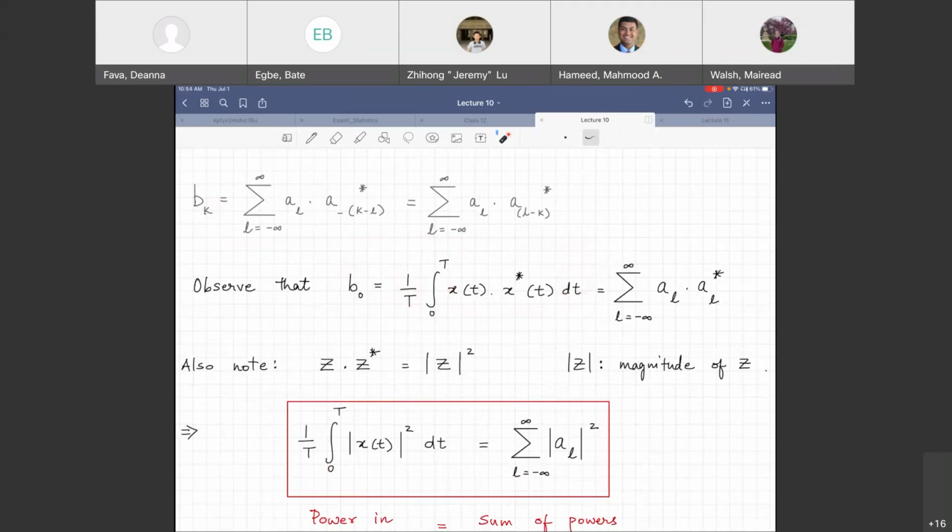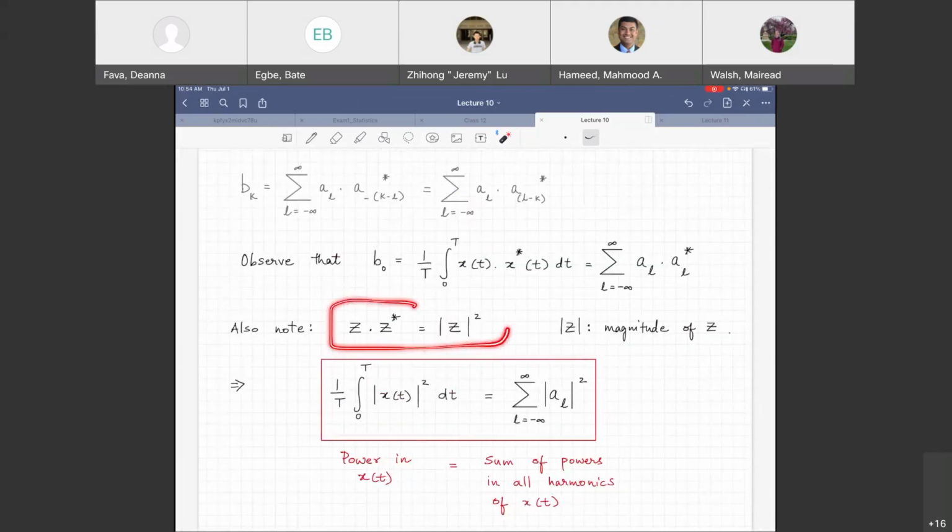What is that? That equals, you put a 0 everywhere over here. What do you get? L goes from negative infinity to infinity, AL remains as is. Over here, k goes to 0, so you get A sub L conjugate. AL multiplied by AL conjugate. Note this property. You multiply a number with the complex conjugate of the same complex number, you get magnitude squared. The magnitude of z is magnitude of z, the two vertical lines. So using this, you can say this.